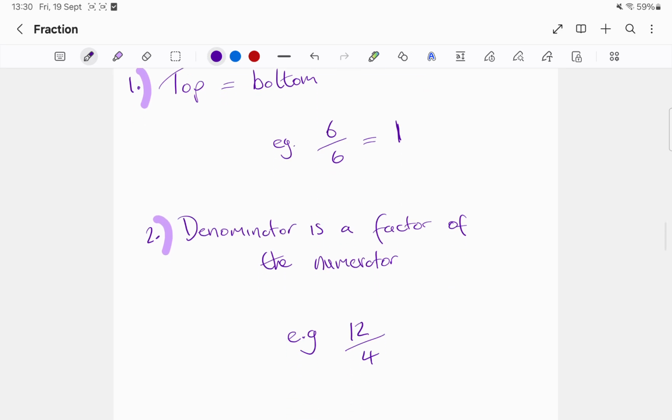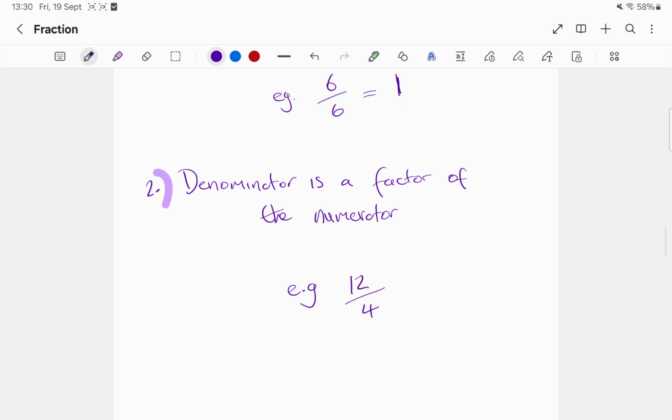When the denominator is a factor of the numerator, so here we can see that 4 is a factor of 12. So we can divide 12 by 4 to leave a whole number. And so we're going to get a whole number. You might recognise if we divide top and bottom by 4, you would actually get 3 over 1 like this. But whenever we've got 1 in the bottom, we're just left with the top number like that. Because 3 divided by 1 is 3.